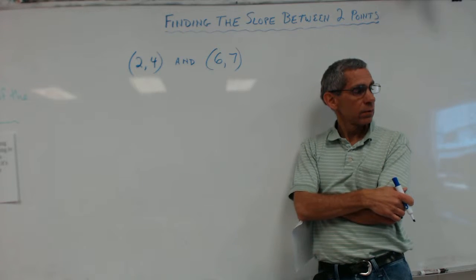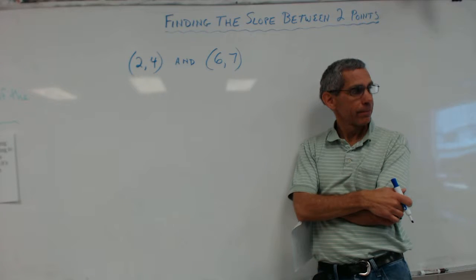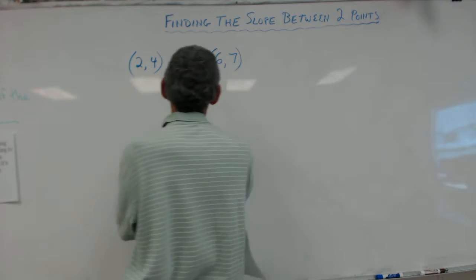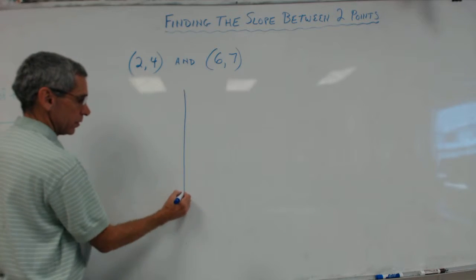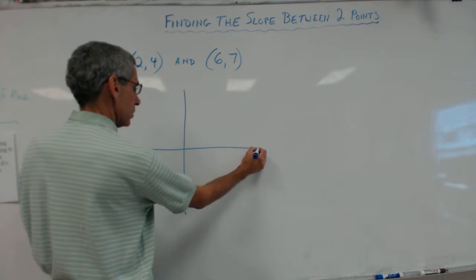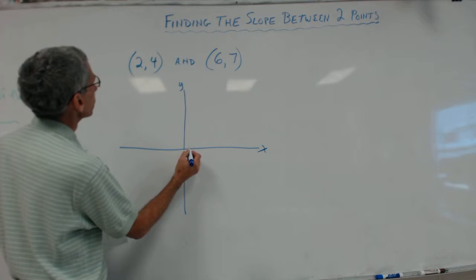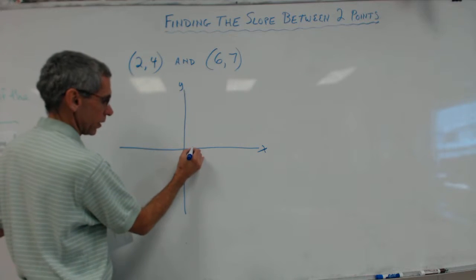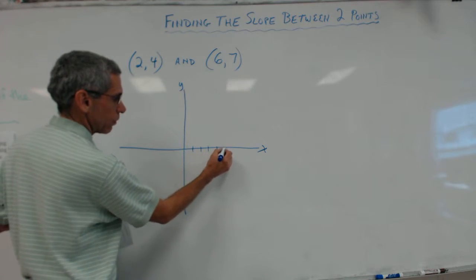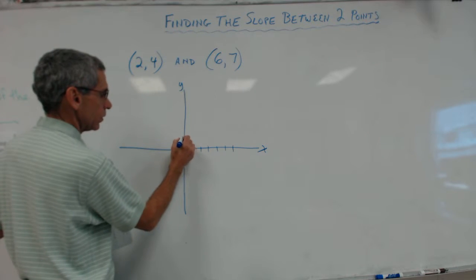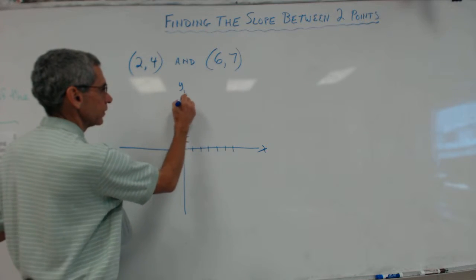I think this is more of a long way, but if you have 2 points, first you have to graph them. Oh, that's an interesting idea. Let's just try graphing it. So here's my y, and here's my x, and I've got 6 and 7, so 1, 2, 3, 4, 5, 6, and 1, 2, 3, 4, 5, 6, 7.